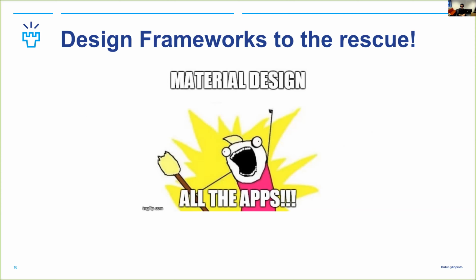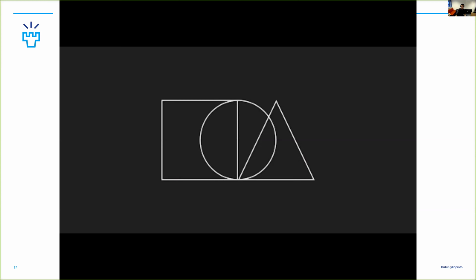So Google, in order to solve this issue amongst their own teams, actually created what we call Material Design, which is a design framework. They have been using this design framework to create all of their apps on the recent versions of Android. And the new apps themselves use Material Design. So what is Material Design?